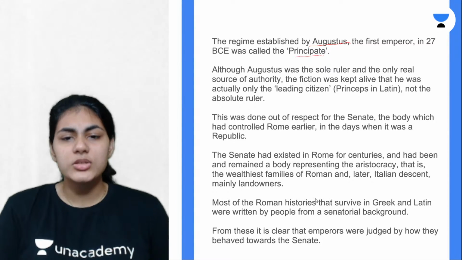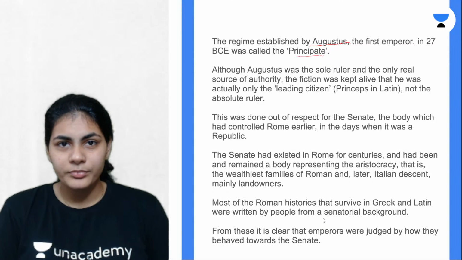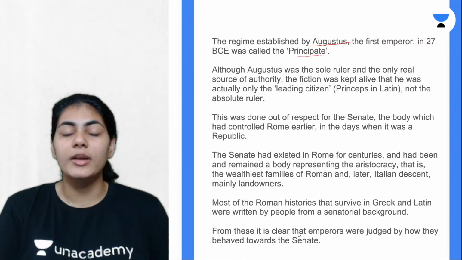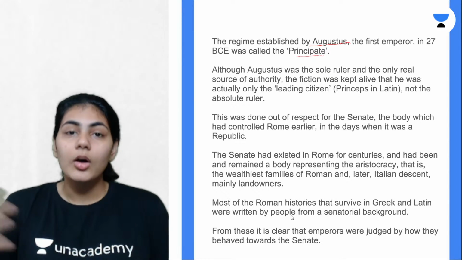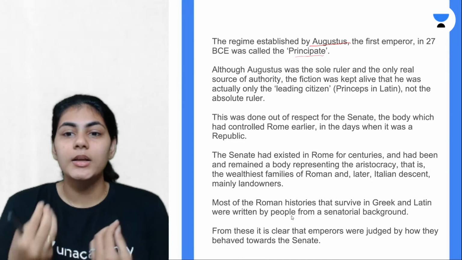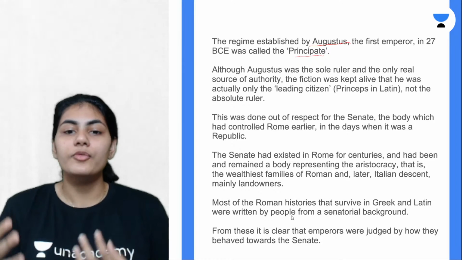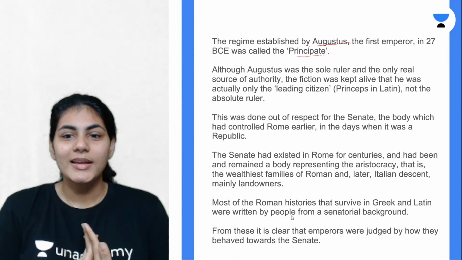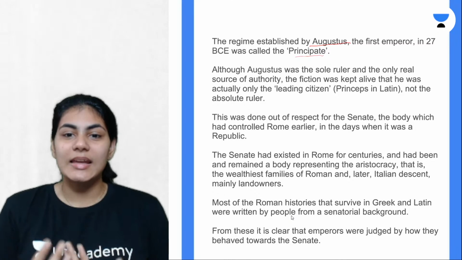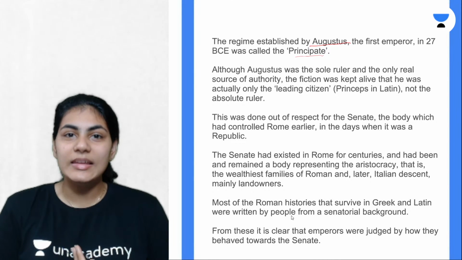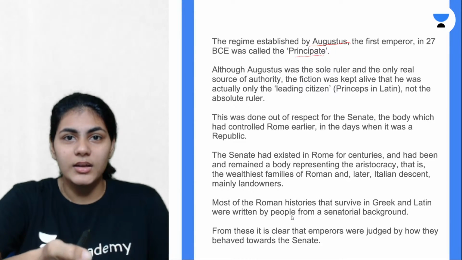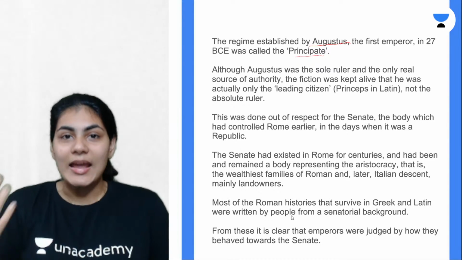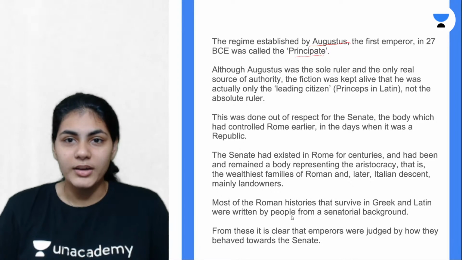But once it was gone, Augustus set up the Roman Empire. Most of the Roman histories that survive in Greek and Latin were in fact written by people of senatorial background, either senators or family members of senators who were well educated and could read and write. All of these people composed different histories, and that is how we get so much information about the Roman Empire. Which means that senators are very, very important. Even after the Senate is no more, the families and descendants of the senators, since they are aristocrats with a lot of money, are still important.